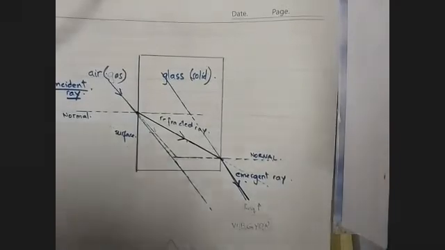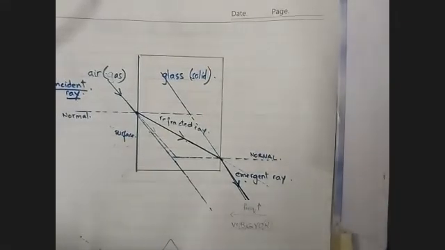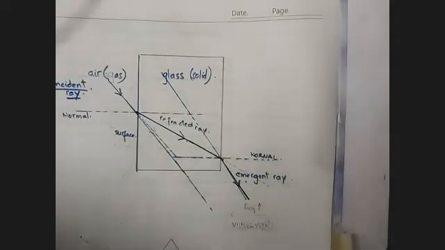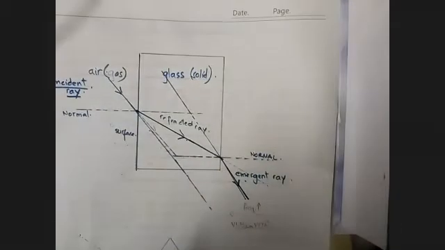Okay, Yusra, so you have to look at which medium is denser. You have to look at in which medium it is slowing down. In the medium where the speed is slow, the ray should be closer to the normal. And in the medium in which the speed is high, the ray should be away from the normal. Okay? Yes, Muhammad?